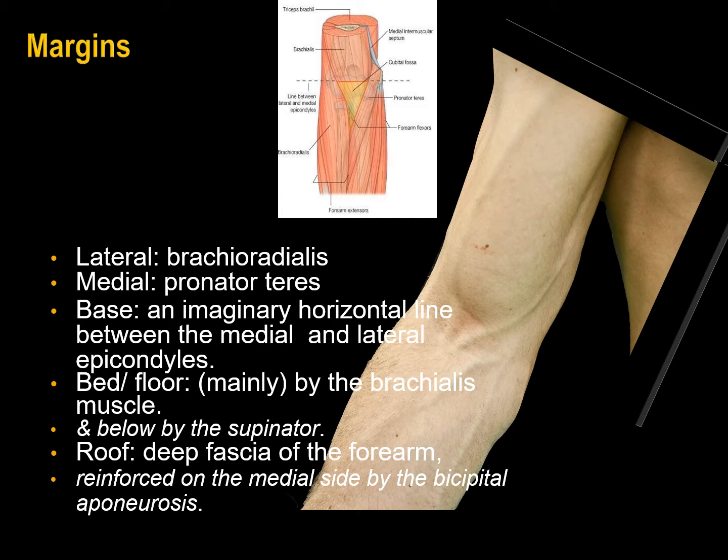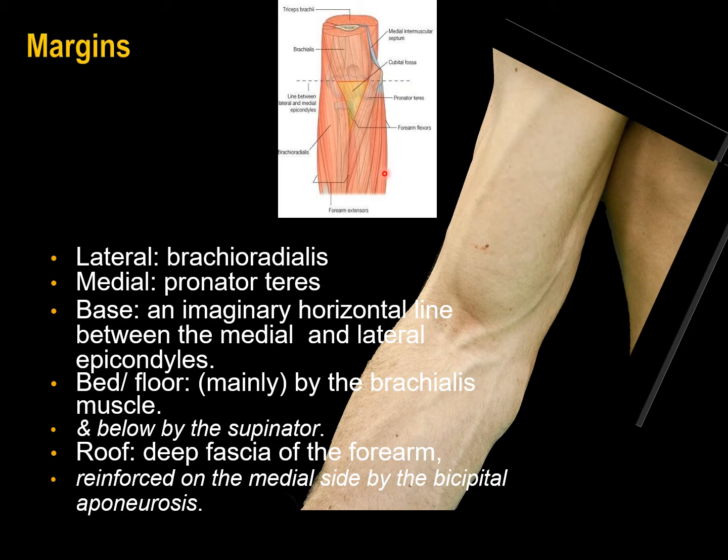Base is formed by an imaginary horizontal line between the medial and lateral epicondyles of humerus. Floor is formed by the brachialis muscle, which is the muscle of arm, and below by the supinator. Roof is formed by deep fascia of forearm, reinforced by medial side of the bicipital aponeurosis.